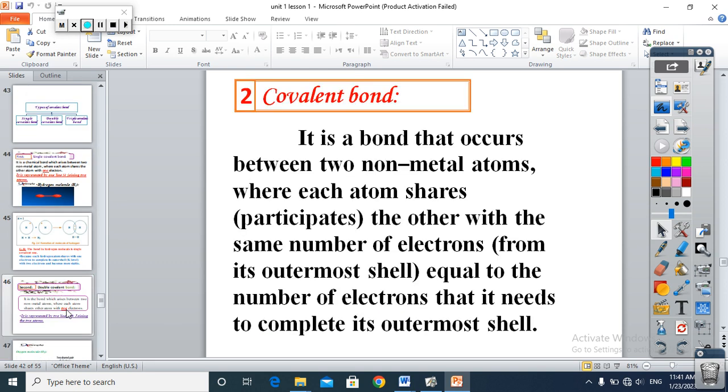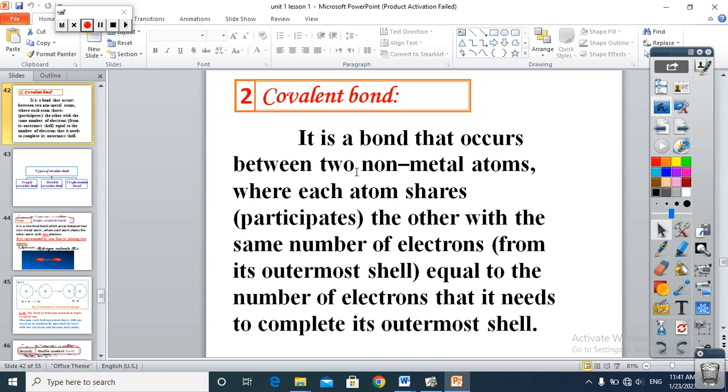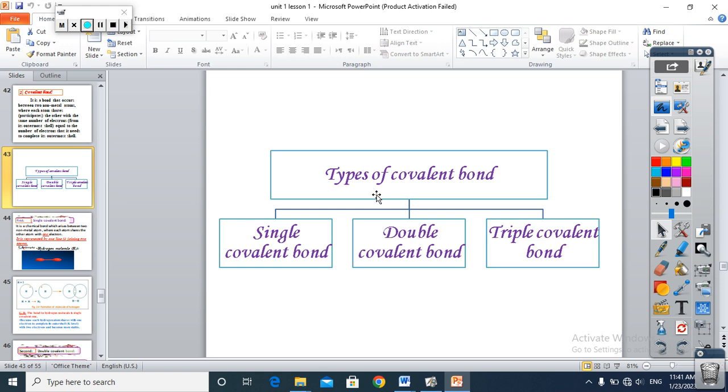What about covalent bond? Covalent bond is a bond that occurs between two nonmetal atoms, where each atom shares with the other the same number of electrons from its outermost shell, equal to the number of electrons that it needs to complete its outermost shell. So it is the bond that occurs between two nonmetal atoms. We have three types of covalent bond: single covalent bond, double covalent bond, and triple covalent bond.